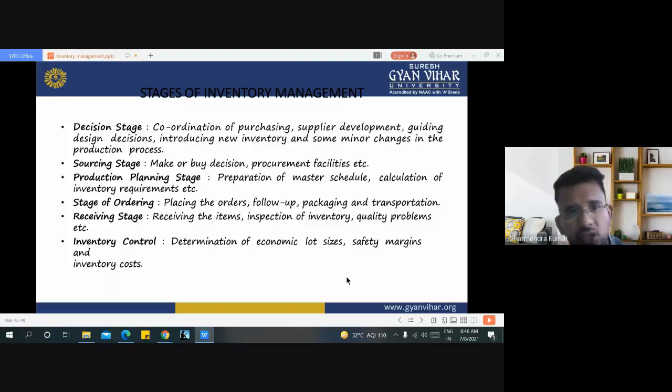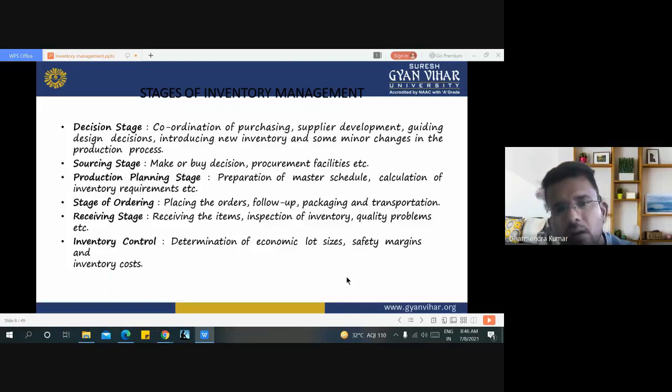Now the another stage is the receiving stage. At this stage we receive the raw material or the goods from the suppliers or vendors. It also consists of the inspection of inventory, like quality check of the raw material and the quality problems associated with that particular raw material.